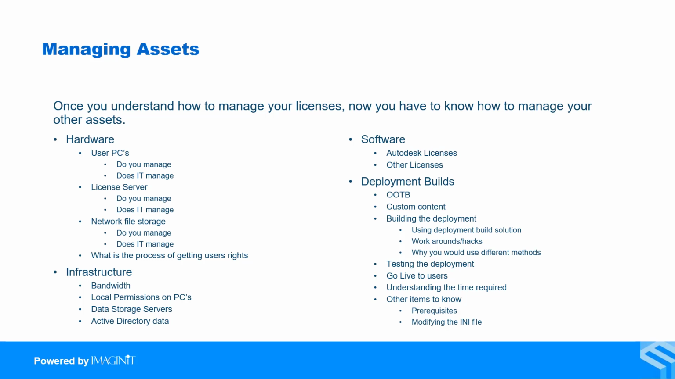Other things that you need to be considering are the infrastructure. What's the bandwidth of your office? What local permissions do the users have on their PCs? Is everyone locked down? Do you have a separate login with admin permission? If you need to install software updates, do you need to contact IT and go through that process? Is everyone just a local admin on their machine? Those things are very critical to know.